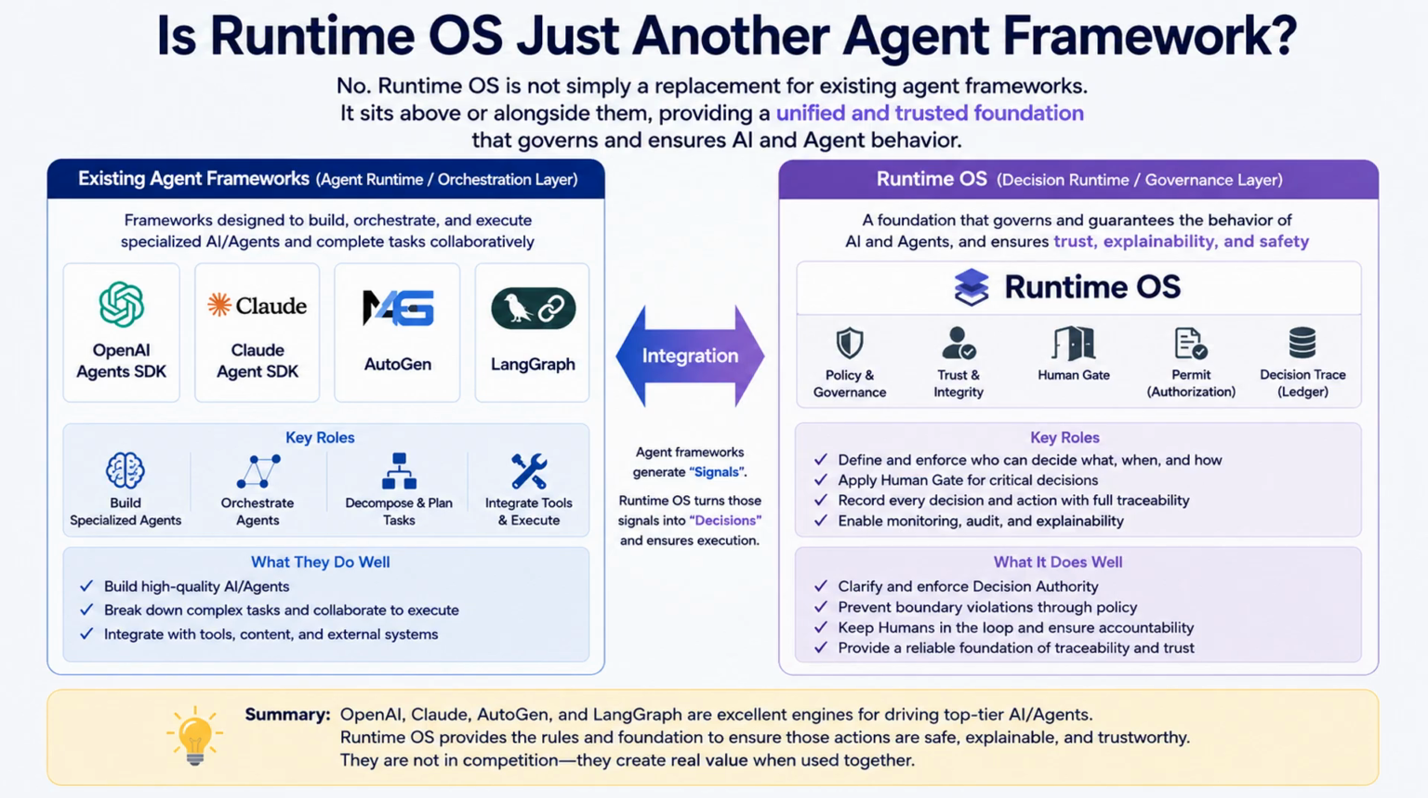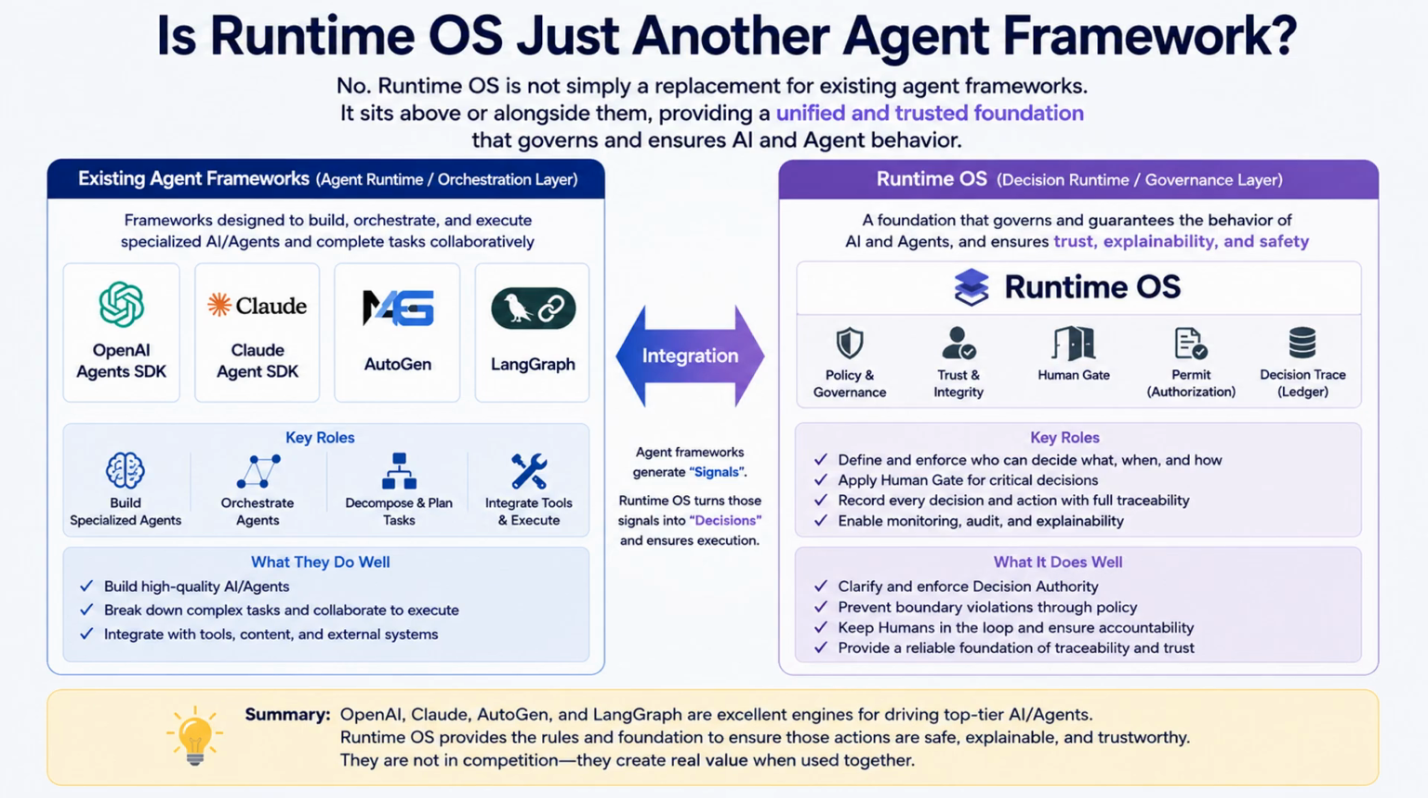When an agent proposes, "I want to execute this action," Runtime OS does not simply allow it to proceed. Instead, it determines who has the authority to make that decision, whether the action complies with organizational policies and boundaries, and whether human approval is required. Only authorized decisions are allowed to proceed to execution, and the entire process, from decision-making through execution, is recorded as a decision trace.